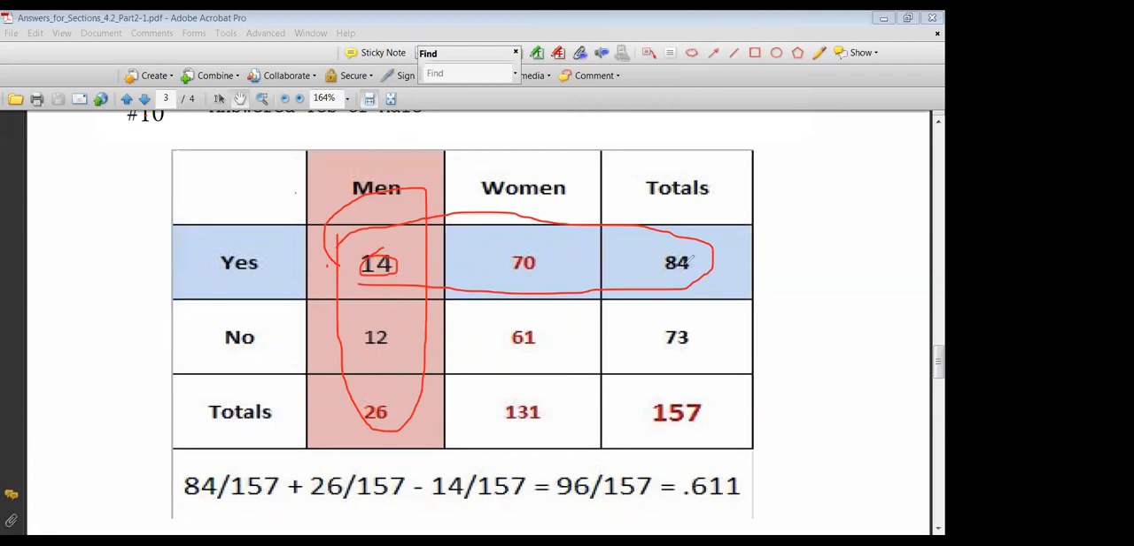Maybe what I could have done is taken 84 over 157. And when it came time to count the men, I maybe could just have said 12, because I didn't want to count the 14 more than once. Make your mind up. You either double count and subtract, or you don't count them. Either way.